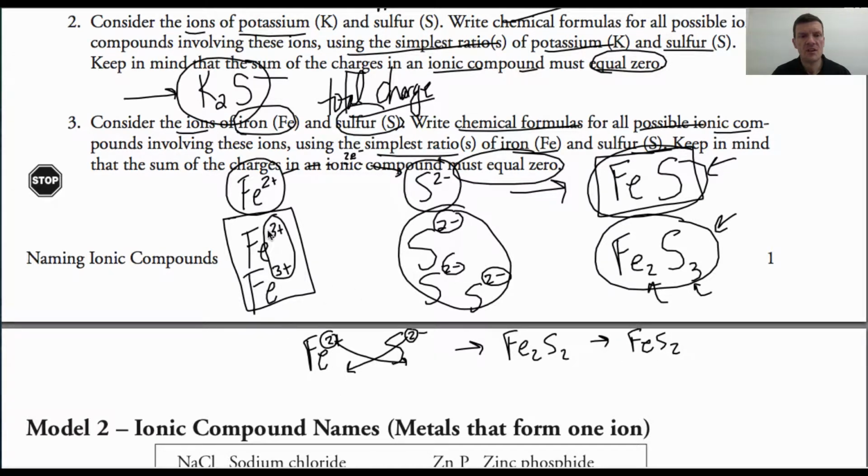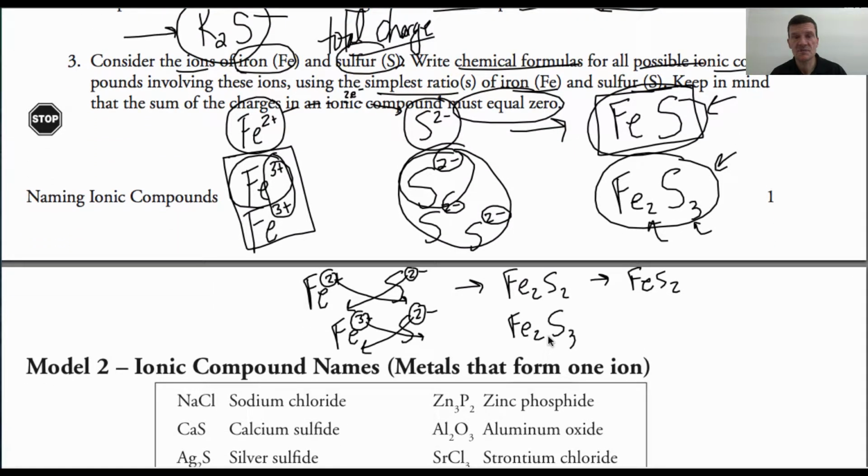Same thing with the iron 3 plus and the sulfur 2 negative. You look at the magnitude of their charges. Iron is 3, sulfur is 2. I know they're plus and negative, but don't worry about that. This 2 here would become the subscript for the iron. This 3 here would become the subscript for the sulfur, and that's how you know you would have Fe2S3. Okay?